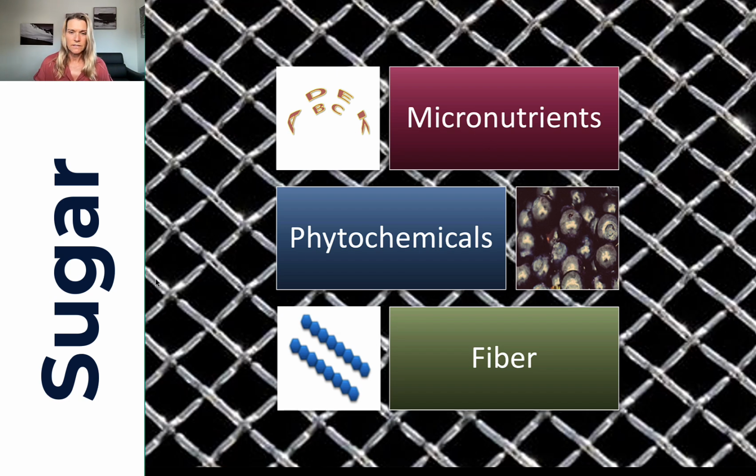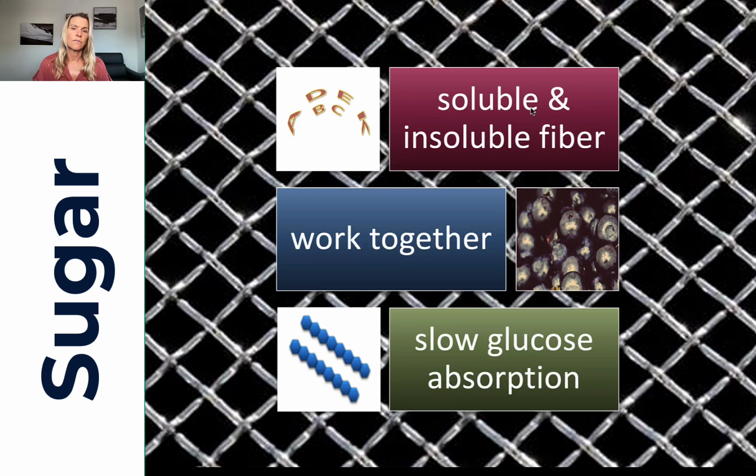I have this lattice back here, this kind of fence-looking lattice, to show you the effect of soluble and insoluble fiber and how they work together. We talked about fiber. Insoluble fiber creates this matrix. Soluble fiber can help fill in the gaps. And what that does is it helps to slow the absorption of, I have glucose here, but it could also be fructose.